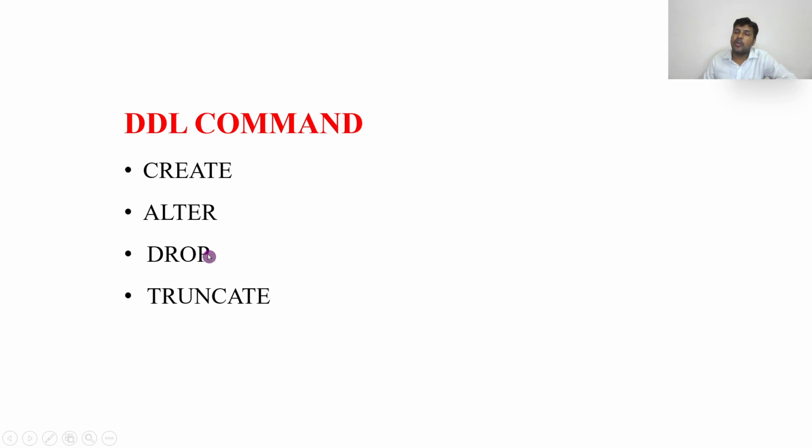So alter is again divided into 3. Drop, what will it do? Drop will delete the whole table, structure and records both. Truncate deletes only records, not the structure. So I hope you have understood the video.